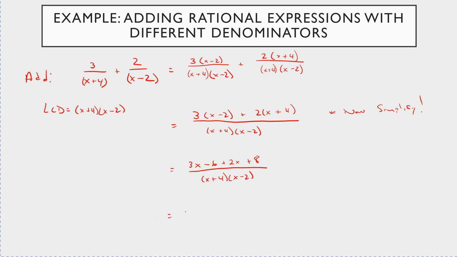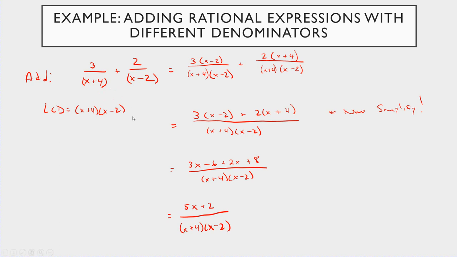Well, 3x plus 2x gets me 5x. Minus 6 plus 8 gets me plus 2. All over x plus 4, x minus 2. So look, the hard part there was figuring out what the LCD was. So if you look at something like this, they have no common factors in the denominator, you're just going to bring down both factors, and that's going to form your LCD.